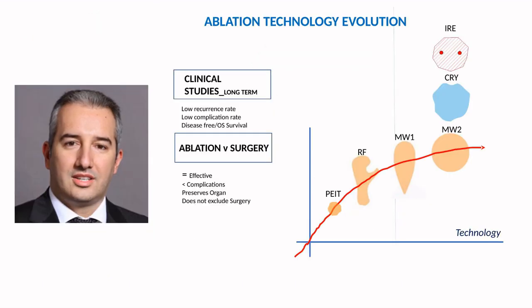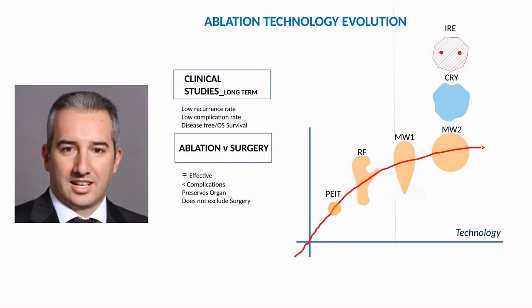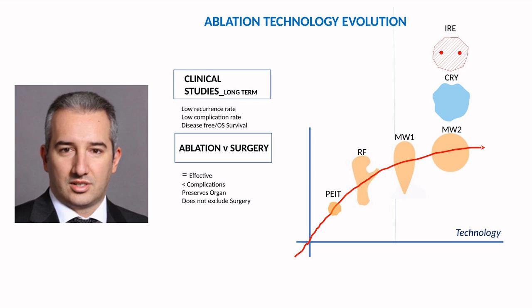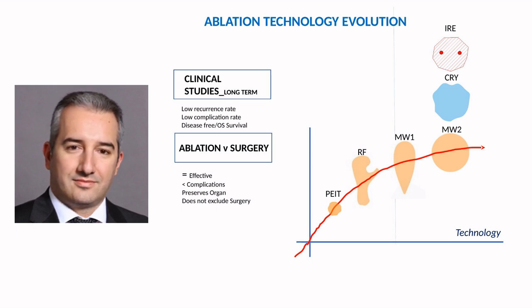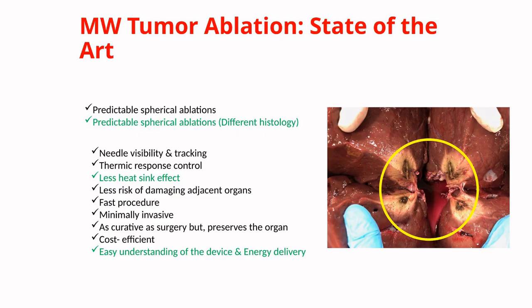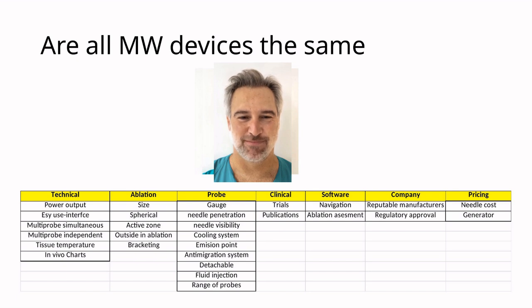So, to summarize, ablation technology has changed through all these years. We now have clinical studies with long-term follow-up. Low recurrence and complication rates have been demonstrated. And if we compare ablation to surgery, they are equally effective, with the advantages that with ablation we have fewer complications, we preserve the organ and we do not exclude a future surgery if needed. We are now in the 3rd generation of ablation devices, with predictable spherical ablations in different histology, with less heat sink effect and with plug-and-play interfaces of easy use. But not all devices are the same. In this hands-on training with the industry you'll have the chance to discover it.